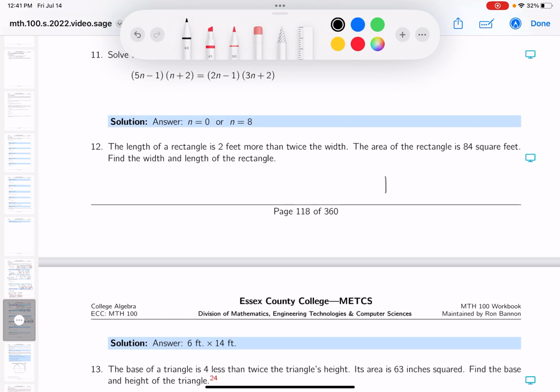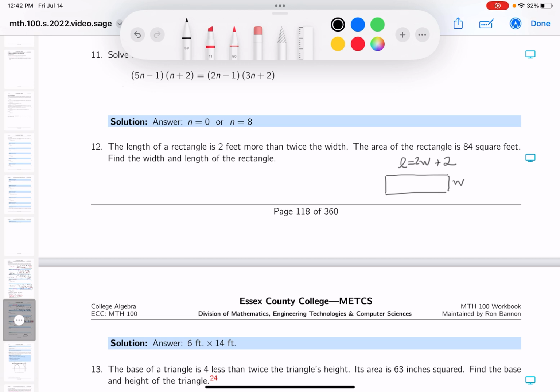So what I want to do, just to remind me, is draw a rectangle over here. This would be the width, and this is the length. I'm going to reread that first sentence. It says the length of the rectangle is 2 feet more than twice the width. Well, what's the width? Width is W, so 2W. All right? I'm going to keep reading it.